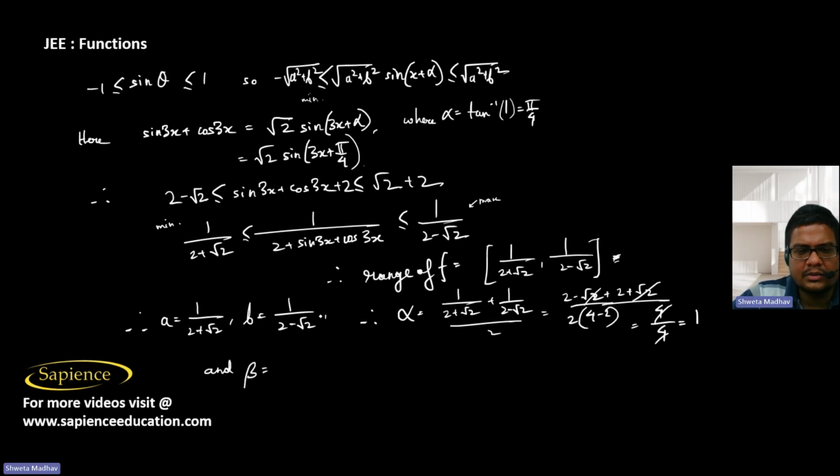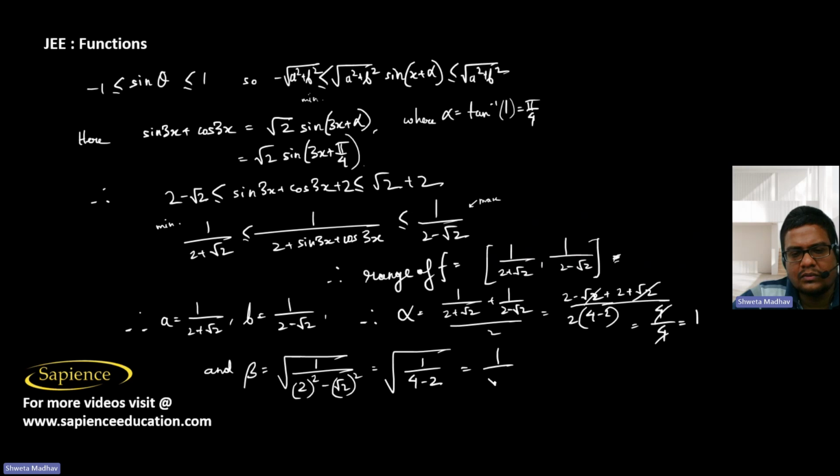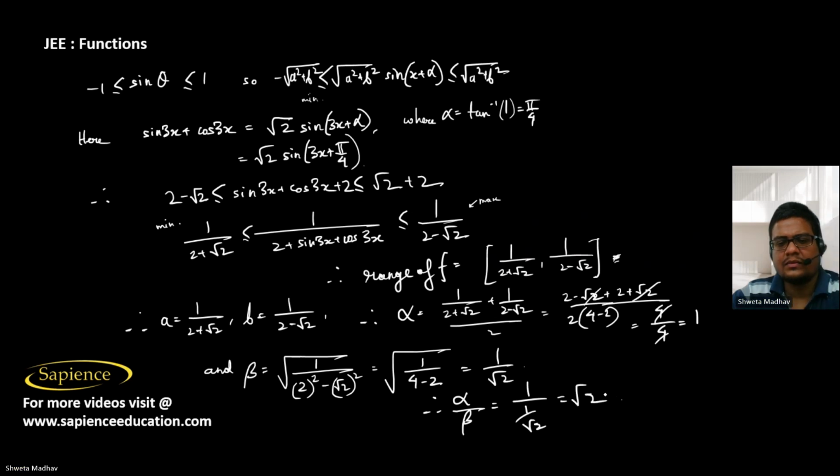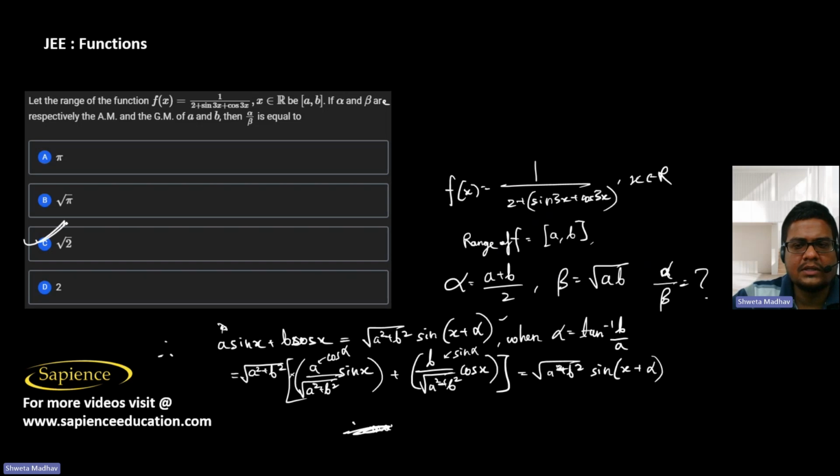And beta, that is the geometric mean of a and b, so that is root over ab, so it is square root of 1 by 2 square minus root 2 whole square. So that is square root of 1 minus 1 by 4 minus 2. So that will be 1 by root 2. So therefore alpha by beta value we have to find, which is 1 by root 2. So that is equal to root 2. So option C is the correct answer.